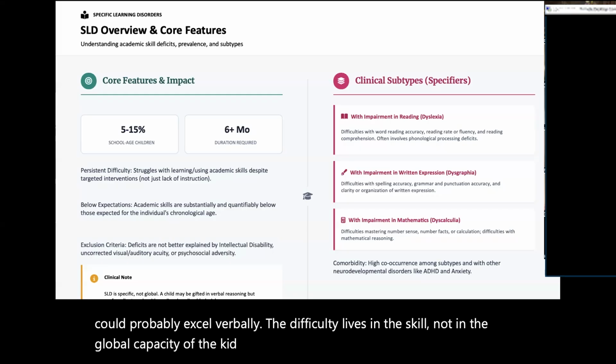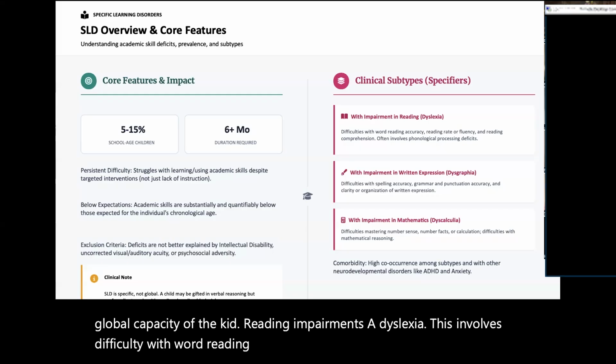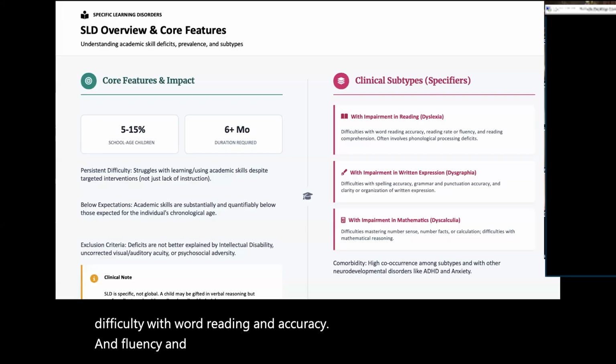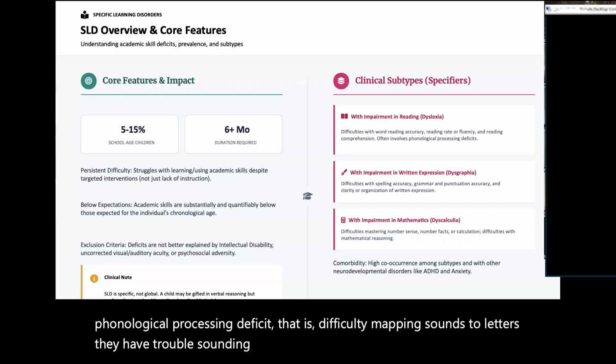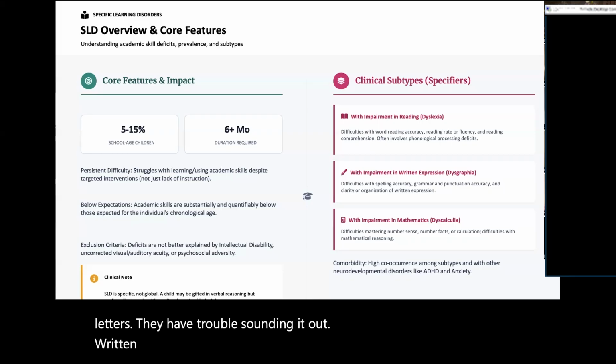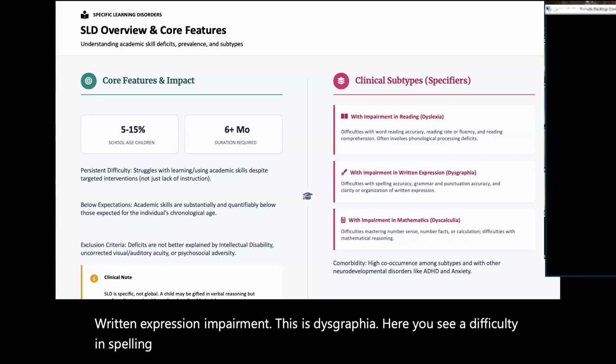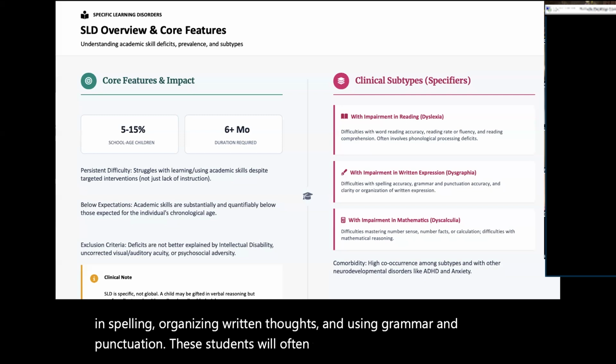Reading impairment, say dyslexia, this involves difficulty with word reading and accuracy, and fluency and comprehension. So the underlying issue here is often a phonological processing deficit. That is difficulty mapping sounds to letters. They have trouble sounding it out. Written expression impairment, this is dysgraphia. Here you see a difficulty in spelling, organizing written thoughts, and using grammar and punctuation. These students will often speak far more coherently than they can write.